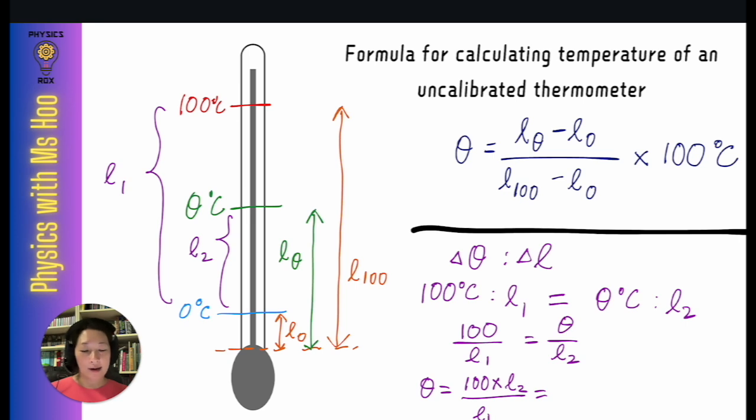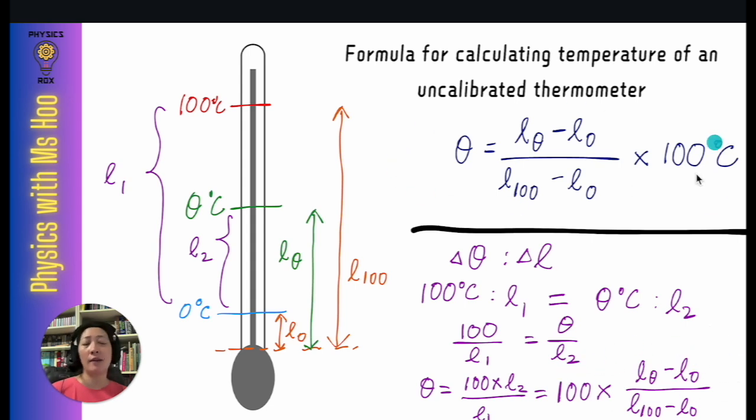Now, if we look at what L2 and L1 are, I'm going to put 100 out here. And let's keep the fractions for L2 and L1. So L2 goes on top. What's L2? As you can see, L2 is quite simply the difference between L theta minus L0. Whereas L1 is L100 minus L0. And if we were to compare this formula against this formula, you can see that they're exactly the same. So that's how you can use a ratio method to figure out the answer.